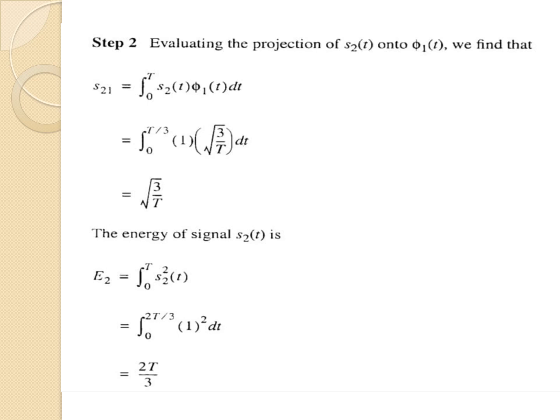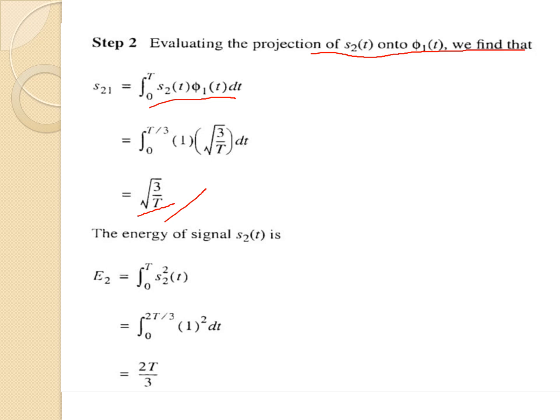Let us go for the second signal. Evaluating the projection of s2 of t onto phi 1 of t, we find, using the formula, the integral of s2 of t phi 1 of t dt. Here the period is from 0 to T by 3, 1 into root 3 by T dt. So we get root T by 3.